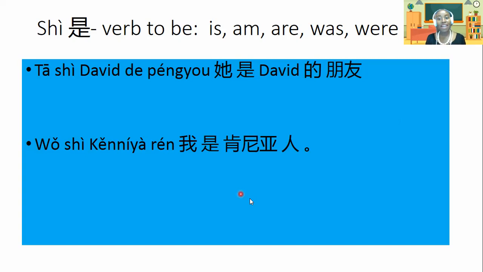Now let's look at my first sentence. 他是 David 的朋友. So he is David's friend. Remember the 的 shows possession, shows belonging. So he's a friend who belongs to David. Then look at this one. Faith 老师是肯尼亚人. Teacher Faith is a Kenyan.